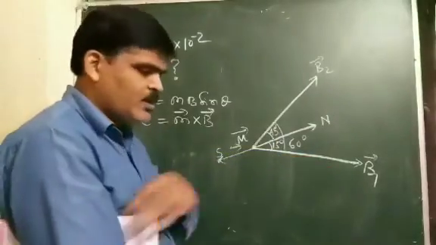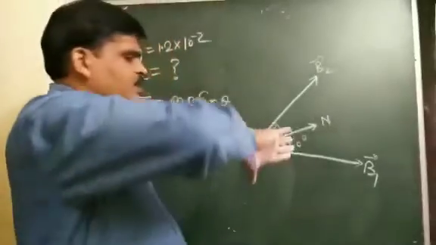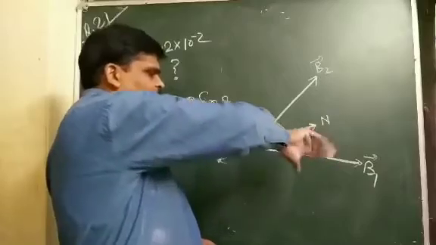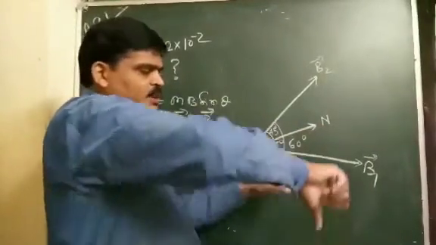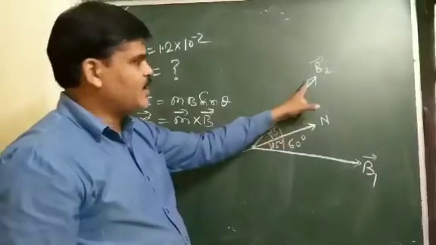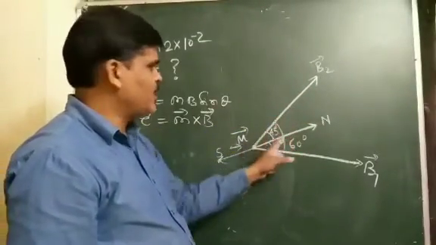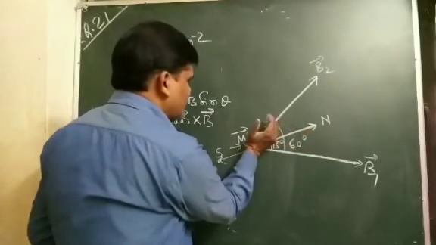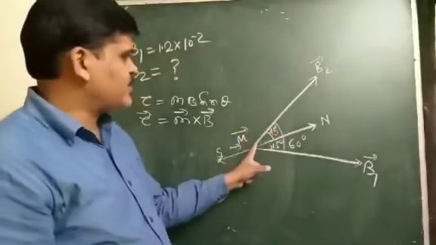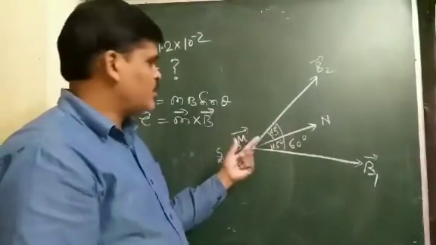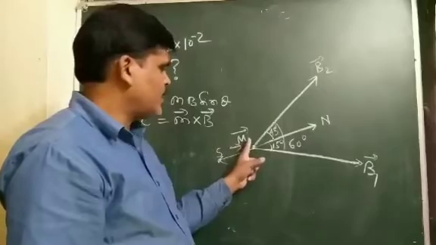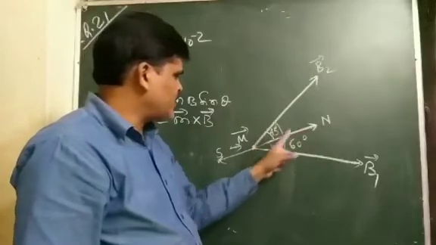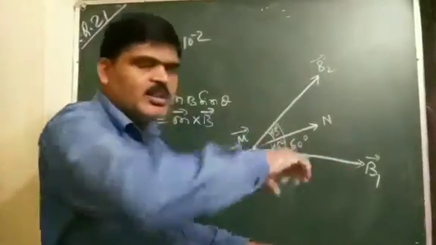So using the vector product, one vector M, another vector B1, the direction of torque for this case is downward. And the direction of torque for magnetic moment and the magnetic field B2: one vector rotates in the direction of the second vector. So the direction of torque for M and B2 is outward, and the direction of torque for M and B1 is downward.